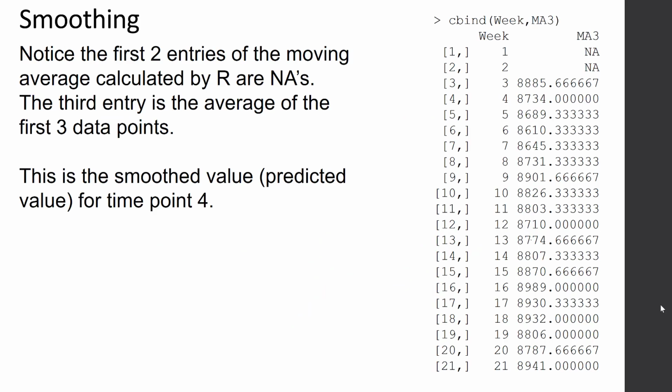Now, when I look at the actual values for the smooth series, I can do that by column binding week and my smooth series, MA3. I called it MA3 when I created it in R. Notice that the first 2 entries of the moving average calculated by R are NAs. The third entry, 8885.666667, is the average of weeks 1 through 3. So that number is going to be our forecast for time point 4.